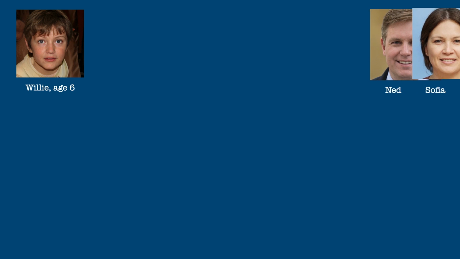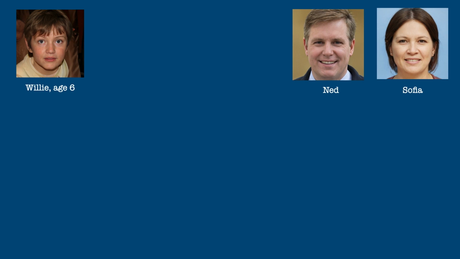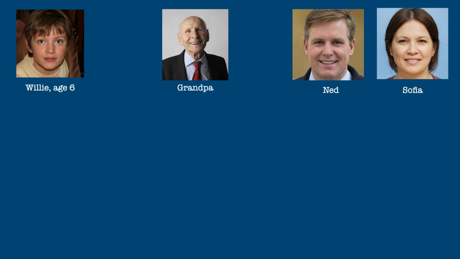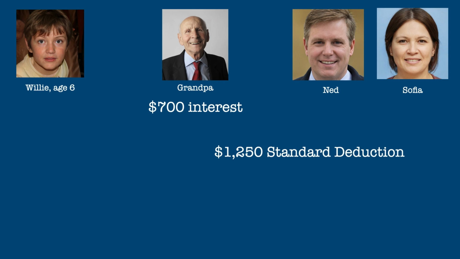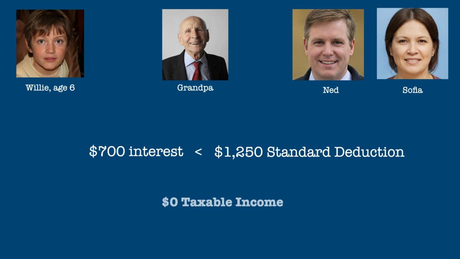Willie, age 6, can be claimed as a dependent by his parents Ned and Sofia. Willie's grandfather left him an investment account which generated $700 in interest. Since Willie's income consists entirely of unearned income, his standard deduction is $1,250. Because the $700 in interest is less than $1,250, it doesn't exceed his standard deduction and is not taxable.